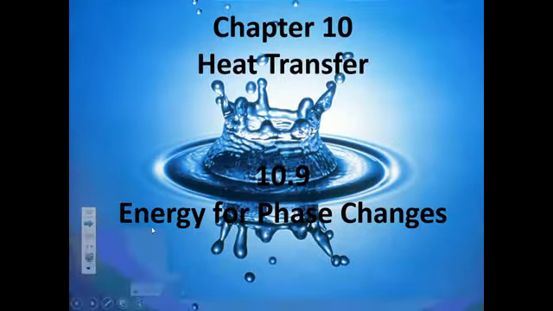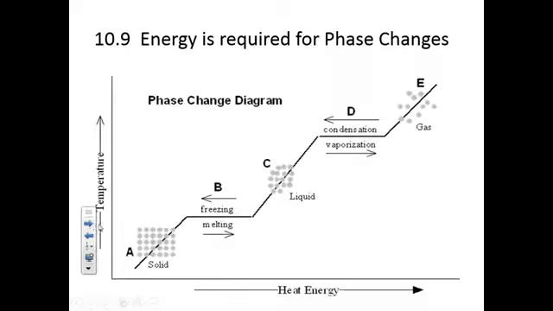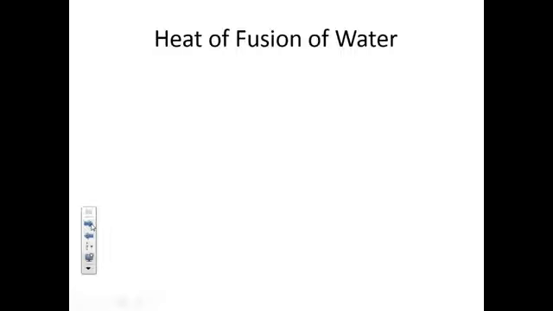This is the last section in Chapter 9, and we're going to look at energy needed for a phase change. So you remember this diagram, and this shows you the energy, which is along the horizontal, that's required for a solid to change to a liquid to a gas. So we'll usually refer to water, but every substance undergoes these phase changes. Now the heat of fusion of water you defined the other day, and the heat of fusion in particular for water is 334 joules per 1 gram of water.